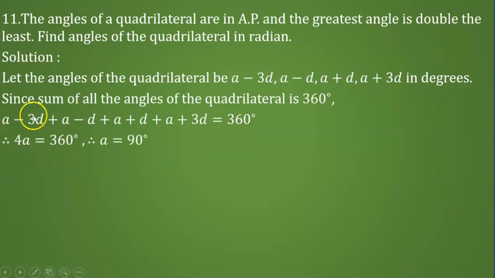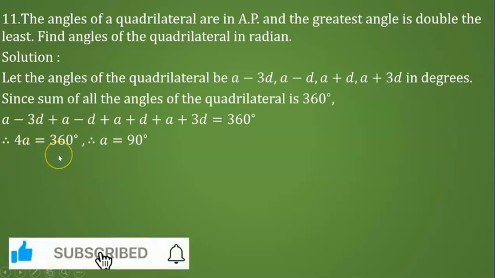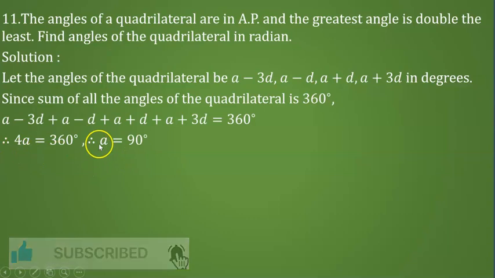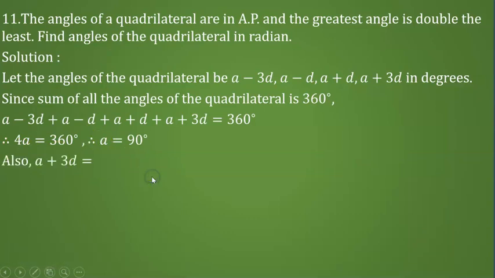Therefore, here minus 3d and plus 3d get cancelled, minus d and plus d get cancelled. If we add all the a's, then you will get here 4a is equal to 360, and after simplification you will get here a is equal to 90 degree.